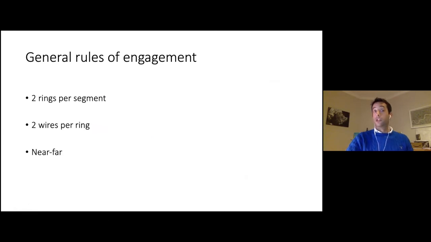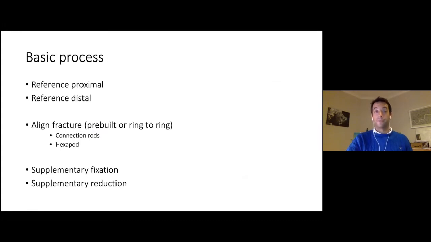Generally, 2 rings per segment of bone, 2 wires per ring, near-far fixation gives you a stable construct. That's a very simplistic view of Ilizarov fixation, but it's a reasonable start. For those of you that don't know it and you maybe get past one in the exam, you could say that much and you'll be fine.